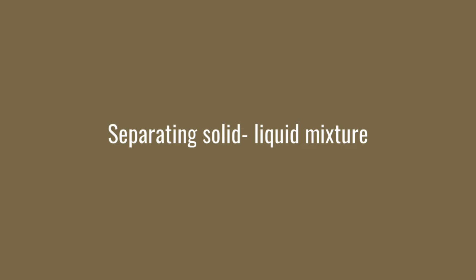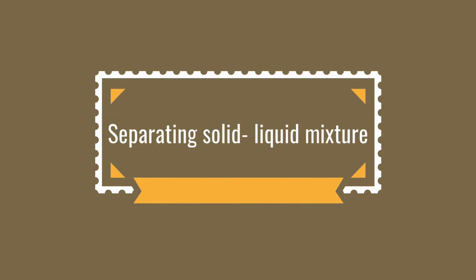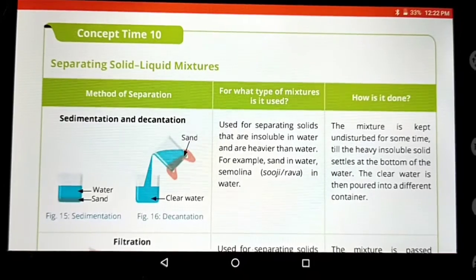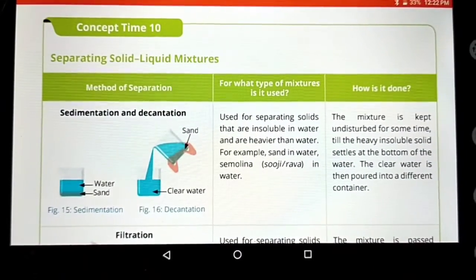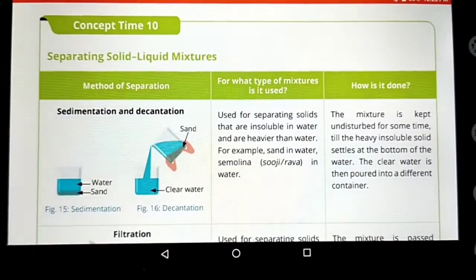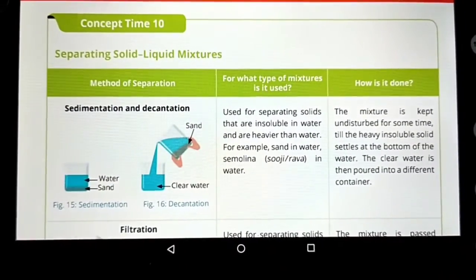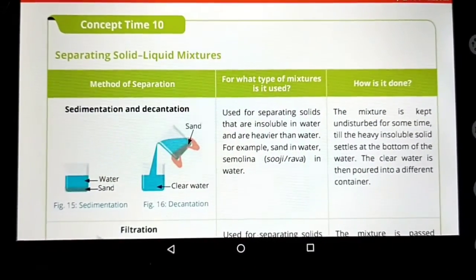In the last class we studied about separation of solid mixture. Today we are going to study about solid liquid mixture. The first method is sedimentation and decantation. See in the figure 15, sedimentation is shown.